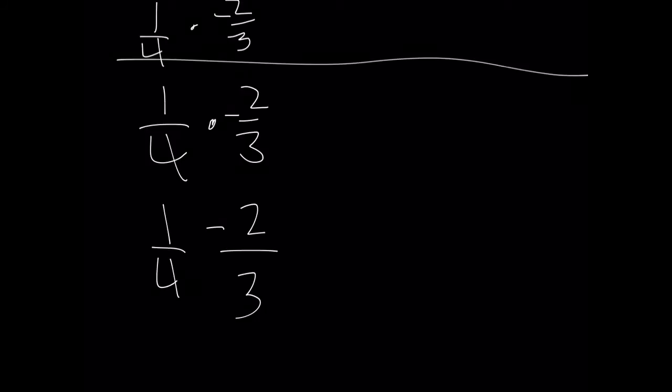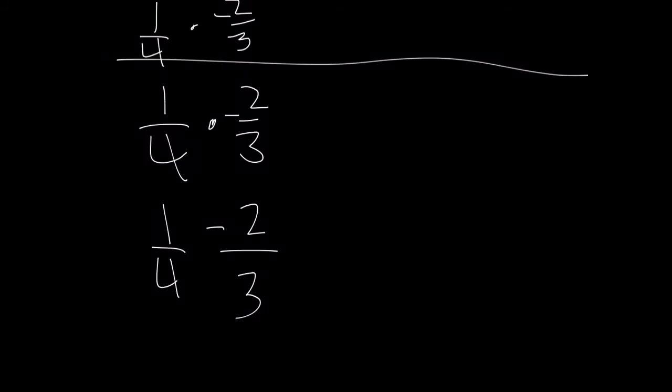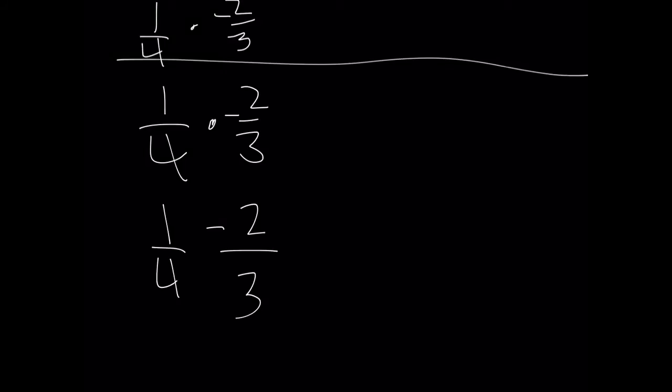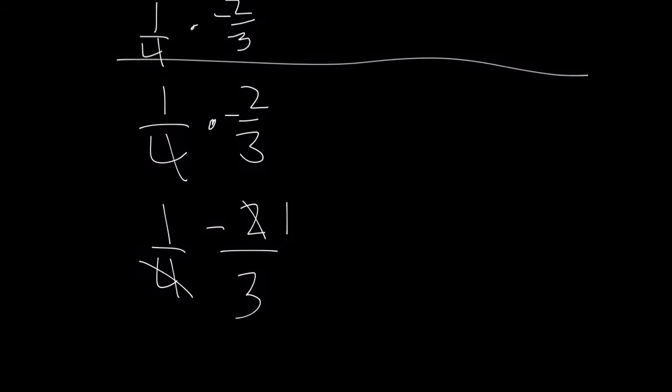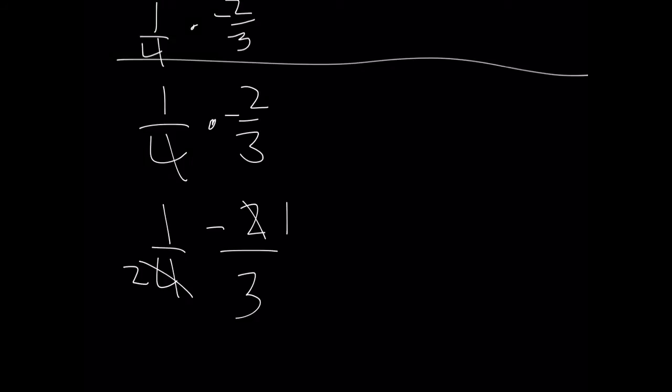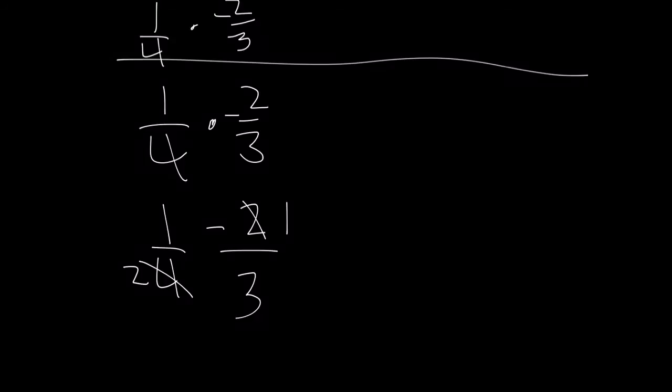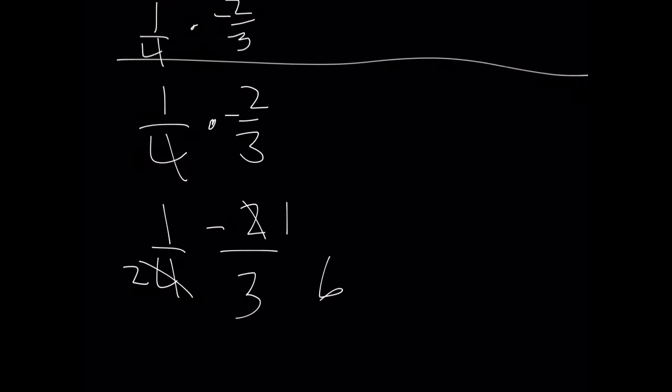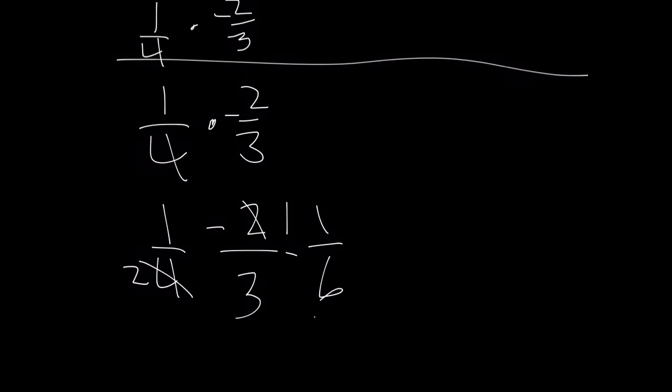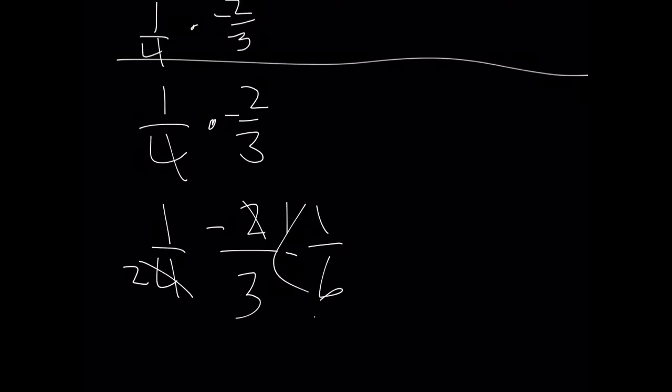So then I'm just going to multiply. Or what I could do is cross out. So 2 divided by 2 is 1. 2 divided by 4 is 2. Alright, so now 2 times 3 is 6. 1 times 1 is 1. Your answer, but it's negative 1/6 because 1 times negative 1 equals negative 1/6.